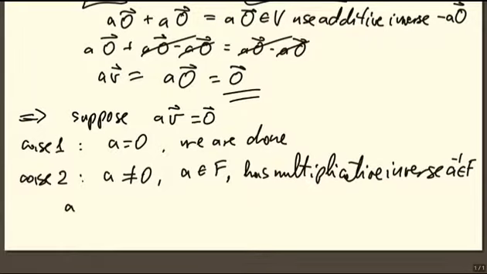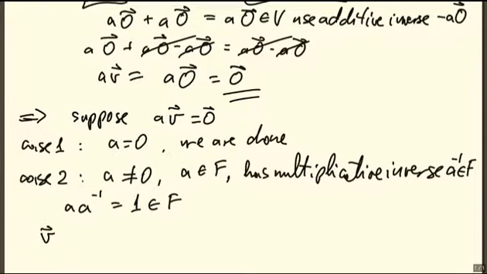And the property of this multiplicative inverse is A inverse times A is 1, where 1 is the unit element in the field, or the multiplicative identity. Then we had this before, that when you multiply this with a vector, 1 times v, this scalar 1 times v, it's the same as v.